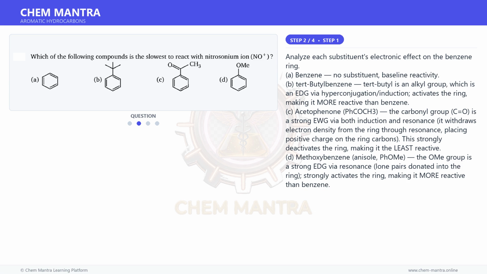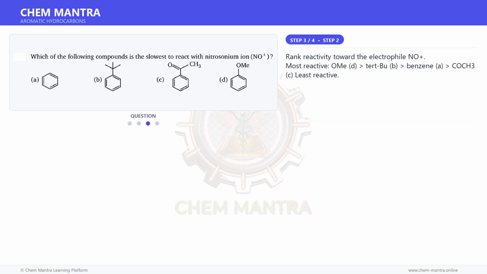The carbonyl group, C=O, is a strong EWG via both induction and resonance. It withdraws electron density from the ring through resonance, placing positive charge on the ring carbons. This strongly deactivates the ring, making it the least reactive. D. Methoxybenzene, anisole, PhOMe. The OMe group is a strong EDG via resonance. Lone pairs donated into the ring strongly activate the ring, making it more reactive than benzene.